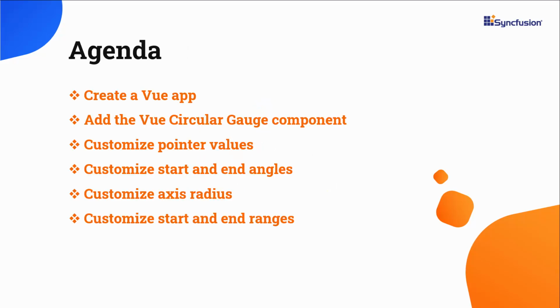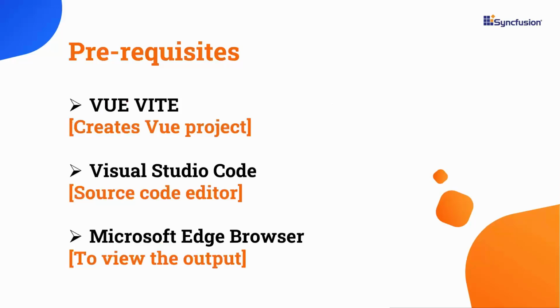In this video, I will show you how to create a Vue application and add the Syncfusion Vue Circular Gauge component to it. I will also show you how to change the axis point of value, start and end angles, axis radius, start and end ranges, and labels. I will start with the application creation process.